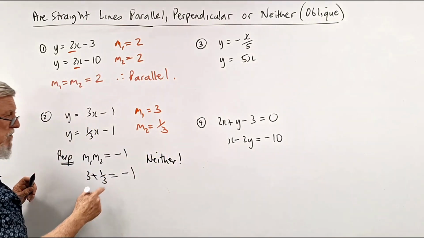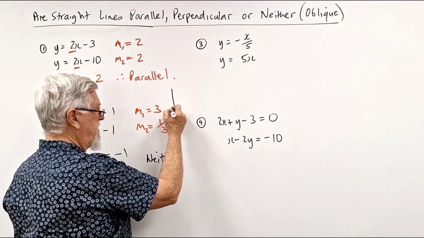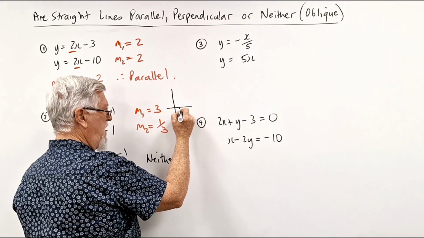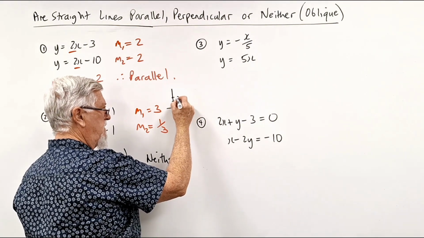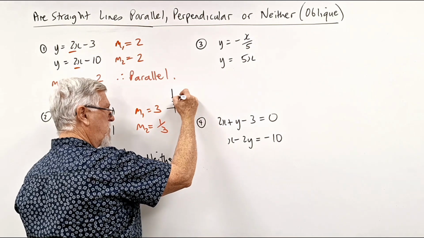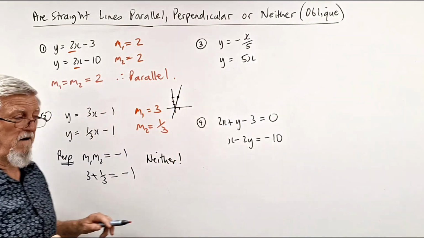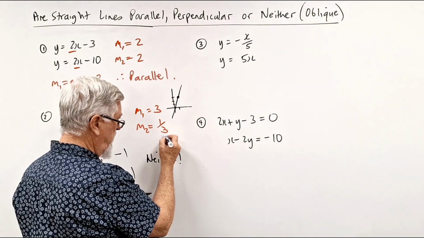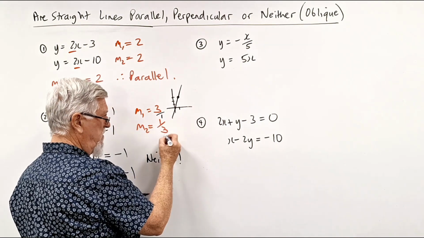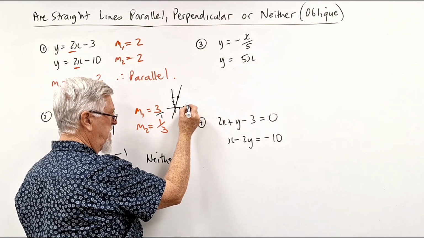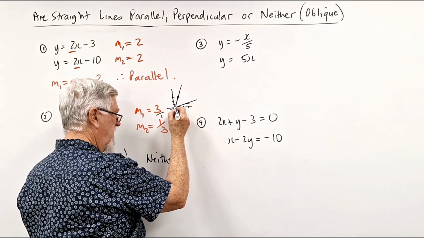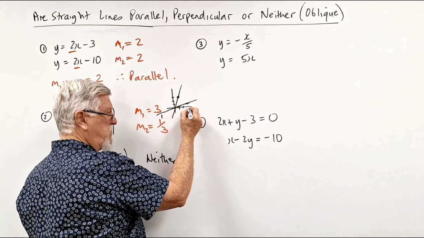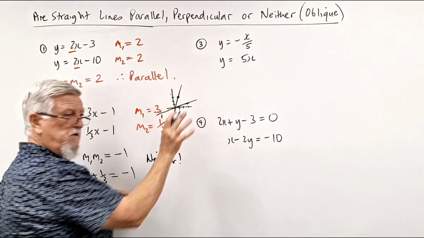If I drew up a quick diagram, a gradient of 3 means you're going across 1 and up 3. So there's our line with a gradient of 3, just freehand, rough as anything. This one means we're going across 3 and up 1. And you can see pretty obviously, if I drew it there, there's a right angle, and this is nowhere near as big as a right angle.